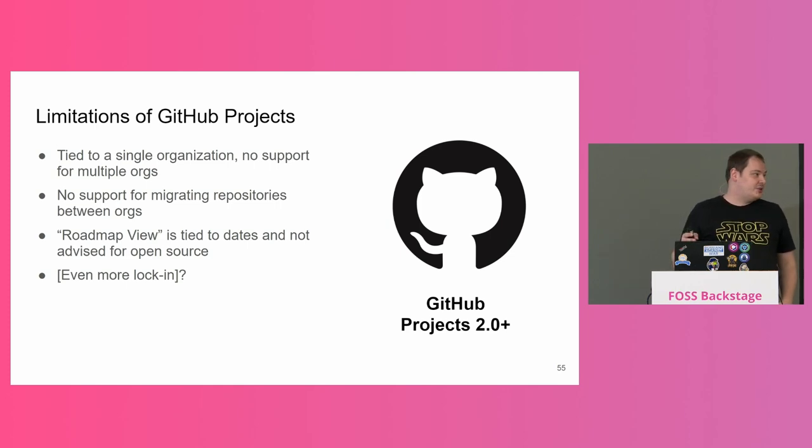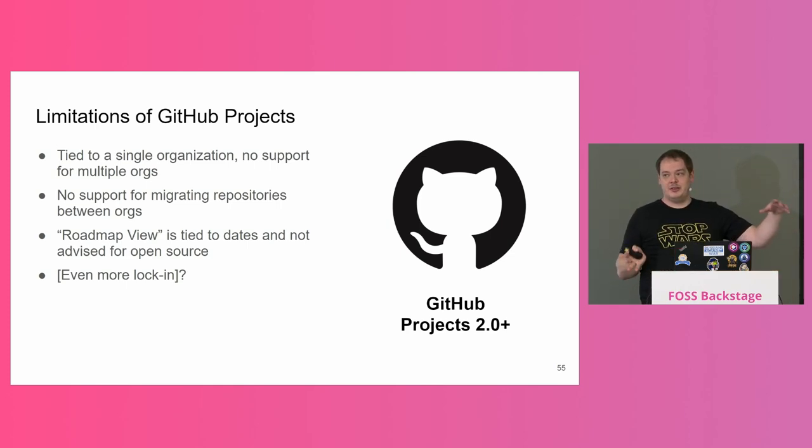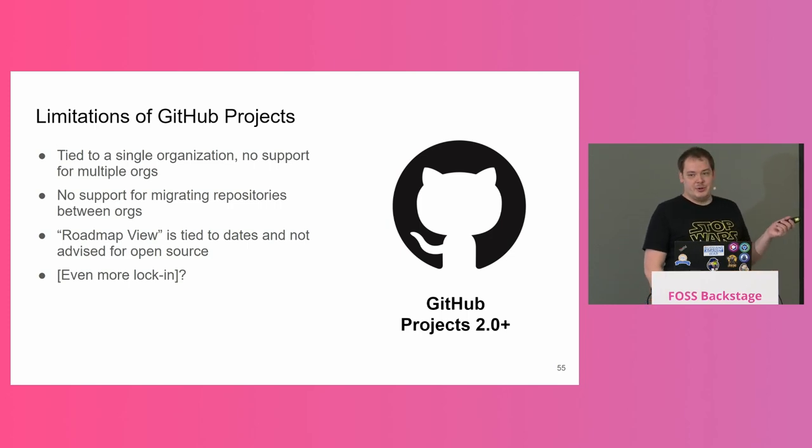Another thing from the logistics standpoint: if you have a multi-GitHub organization community, it's not going to work for you. All projects are currently tied to a single organization, so if you have separate ones, it's going to be complicated. Also, you cannot easily migrate repositories once you introduce a roadmap or GitHub project. So if you have, for example, a repository incubating process that goes through one organization to another, which is common, for example, in Apache, in Jenkins, again, it's not going to work as this.